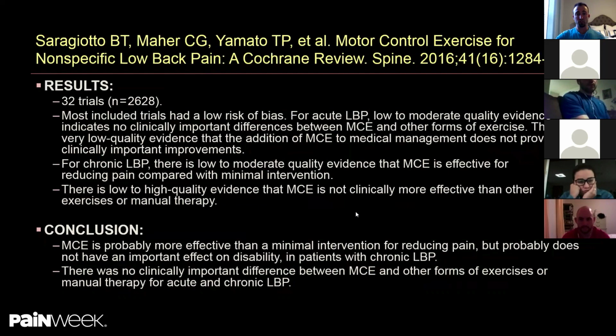So if we see right here, again, another Cochrane review: motor control exercise is probably more effective than a minimal intervention for reducing pain, but probably does not have an important effect on disability in patients with chronic low back pain. There's no clinically important difference between motor control exercise and other forms of exercises or manual therapy for acute and chronic low back pain. So the previous Cochrane review was all about acute back pain. This one included chronic low back pain as well.